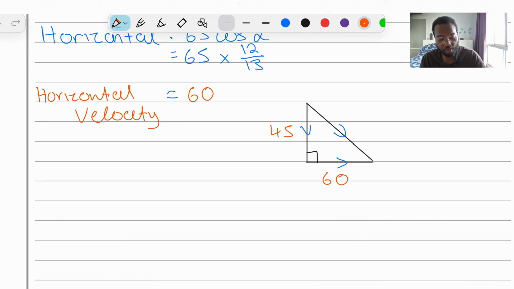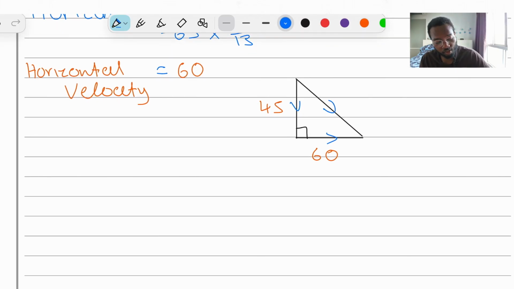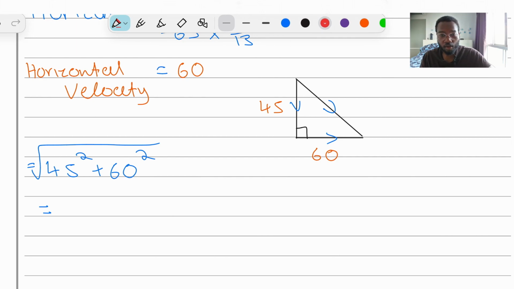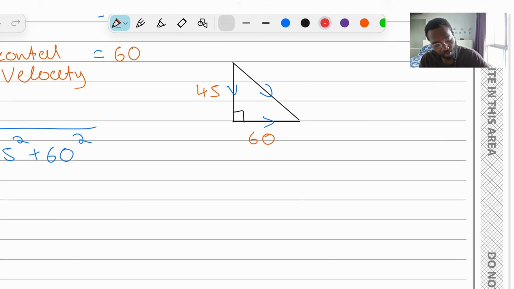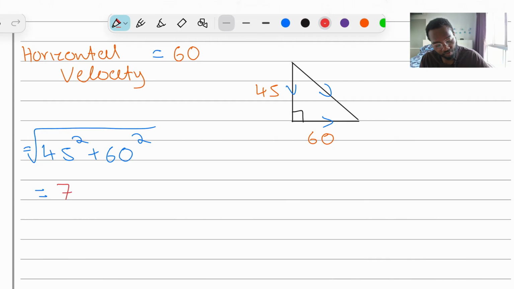So we just use Pythagoras' theorem, and that will be 45 squared plus 60 squared, all square rooted. And if you work that out on your calculators, what do you get? You get 75 meters per second.